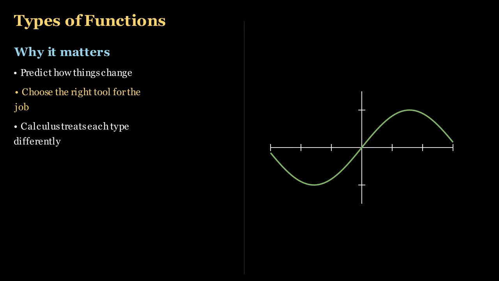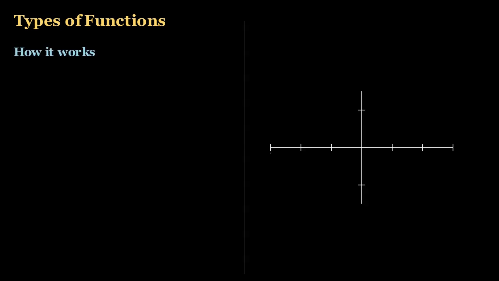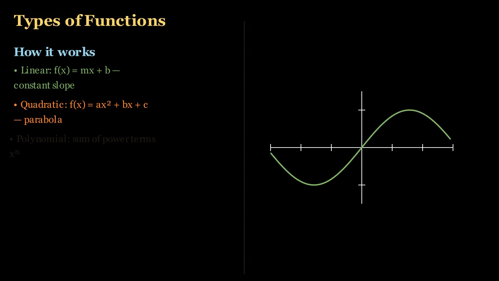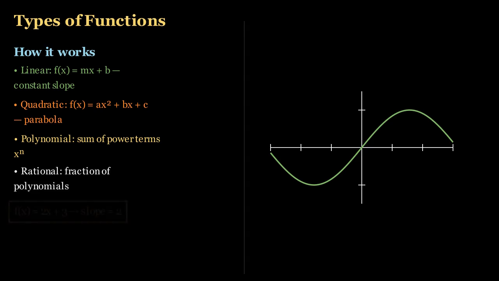A linear function has the rule f of x equals mx plus b. Its graph is always a straight line, and it grows by the same amount m for every step in x. We call m the slope. A quadratic function has an x squared term. Its graph is a u-shaped curve called a parabola. If the x squared coefficient is positive, it smiles. If negative, it frowns. A polynomial is just a sum of power terms like x cubed, x squared, x, and a constant. Linear and quadratic are special cases.